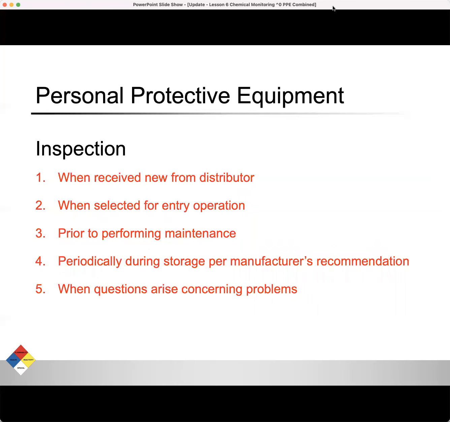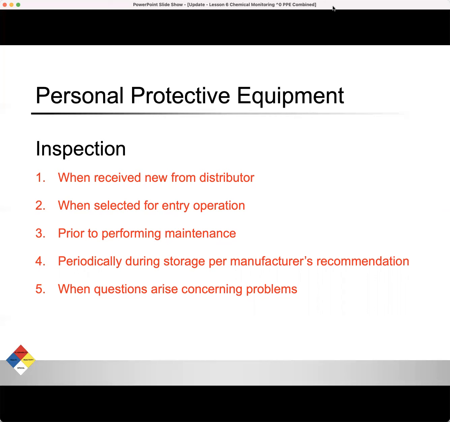When we are dealing with personal protective equipment, it needs to be inspected. This is our shielding from a chemical. So when do we need to inspect it? We need to know these 5 situations in which we inspect it. When we receive it new from the distributor, so we get it delivered to our agency, we need to make sure it's in good order.